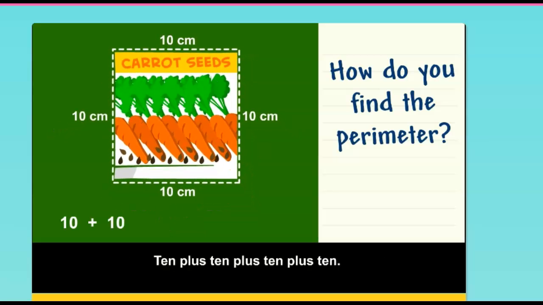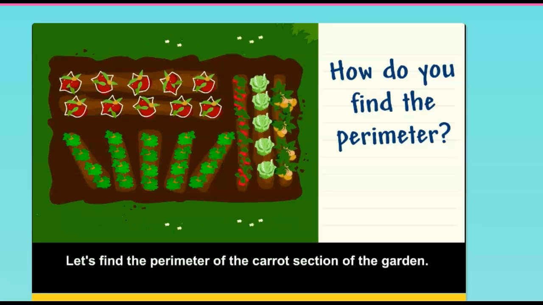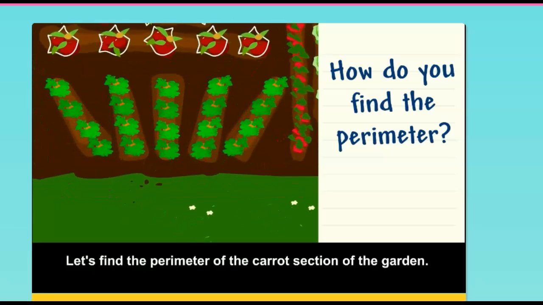10 plus 10 plus 10 plus 10. You can skip count by 10 to find the sum. 10, 20, 30, 40. The perimeter is 40 centimeters. Let's find the perimeter of the carrot section of the garden.